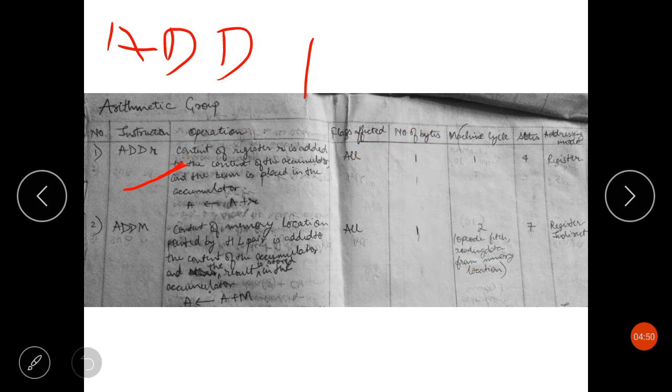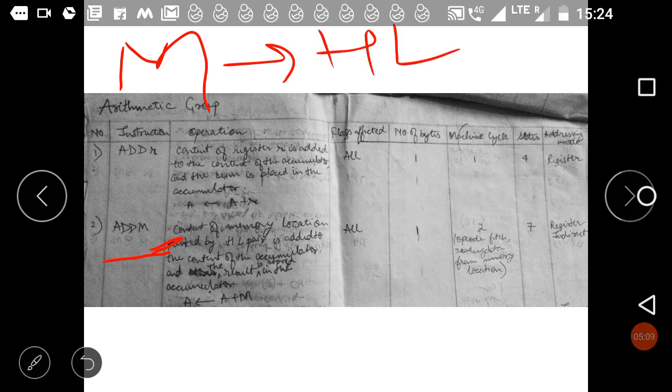Now coming to the next instruction, ADD M. What does the ADD M instruction do? Again, it is an addition instruction. It will add. What does M represent? M is the memory location whose address is represented by the HL pair.